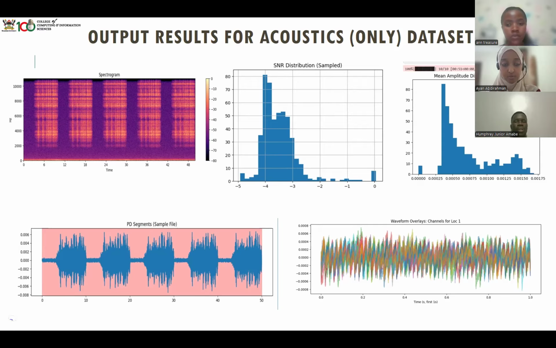The spectrogram shows us the frequency content of an acoustic partial discharge recording over time. The x-axis is time in seconds, and the y-axis is the frequency. It goes up to 10,000 Hz. The color intensity represents strength: purple is weak, and red is strong. You can notice the vertical striping patterns. Those are periodic bursts of acoustic energy from the partial discharge event.